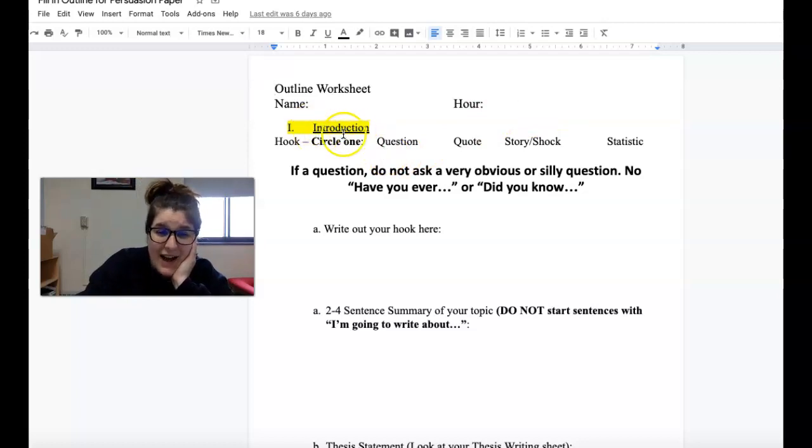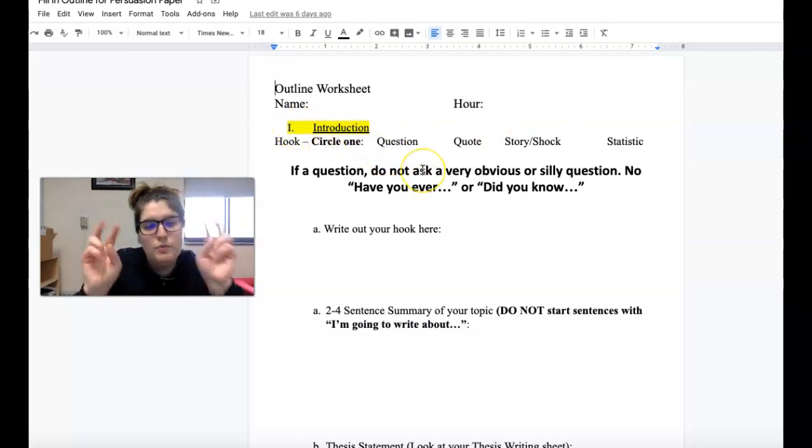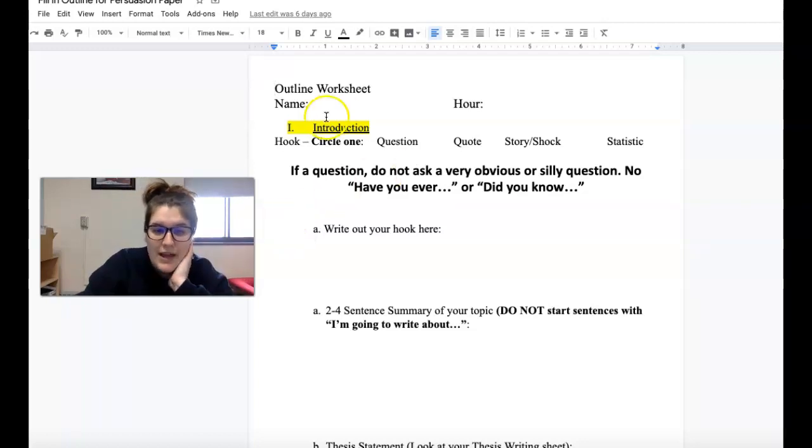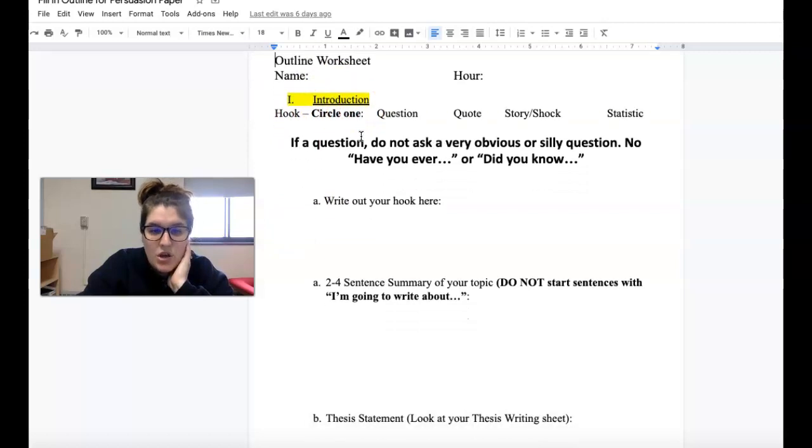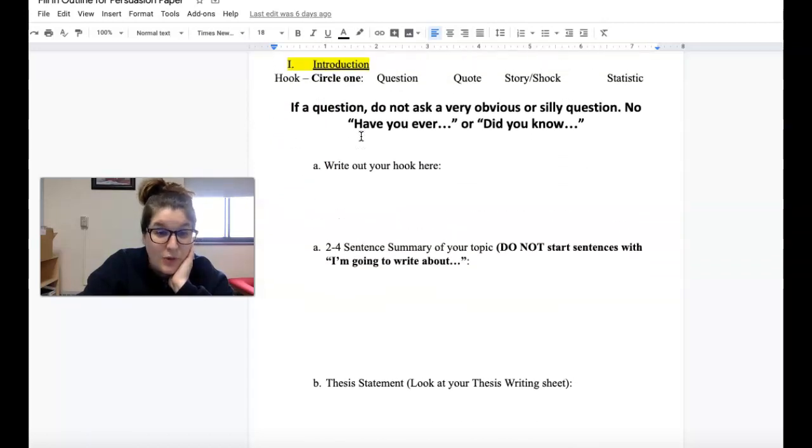What I've done is I have highlighted where every new paragraph is. So this is a 5-paragraph essay. You have an introduction, 3 body paragraphs, and a conclusion. Okay? So I have highlighted, so this first thing is the introduction. We've talked about hooks before, and we're going to talk about them again. It needs to be a question, a quote, a story, something shocking, or a statistic.